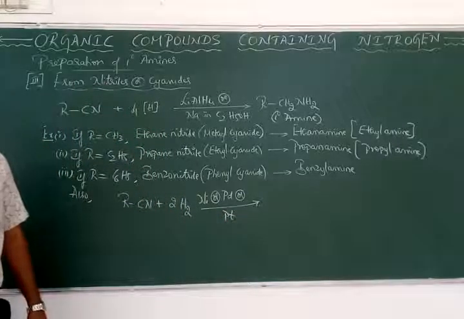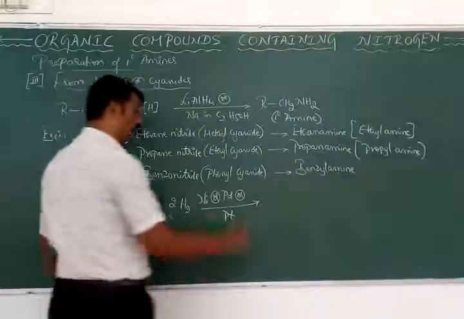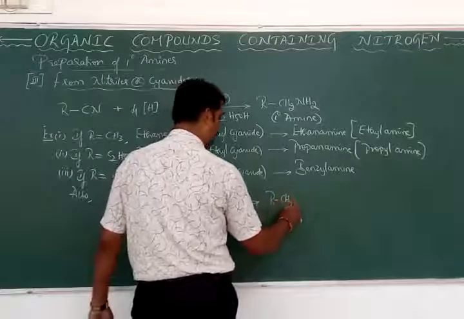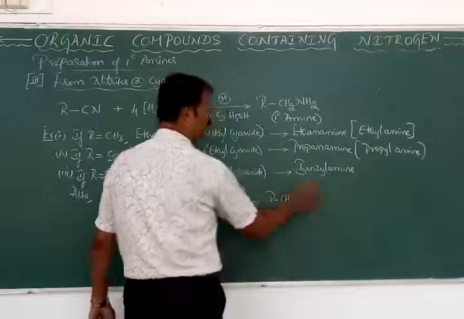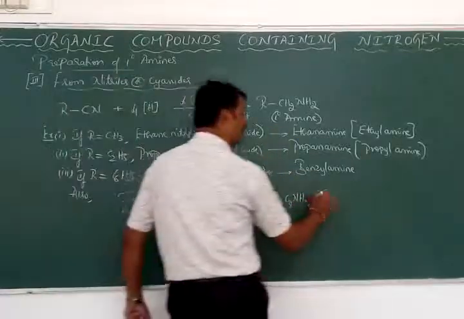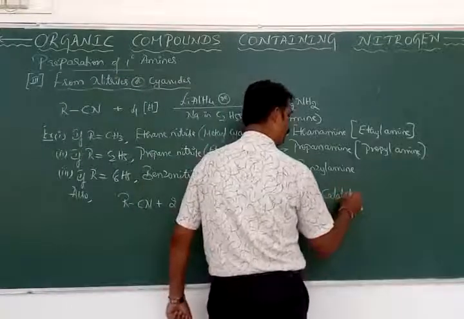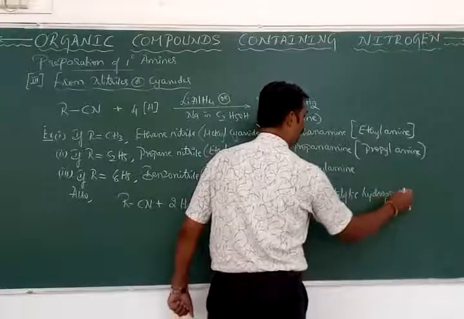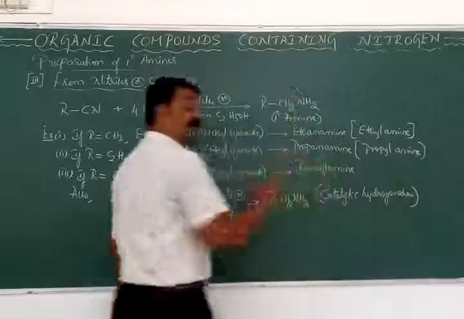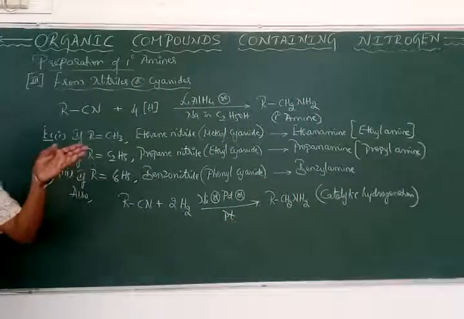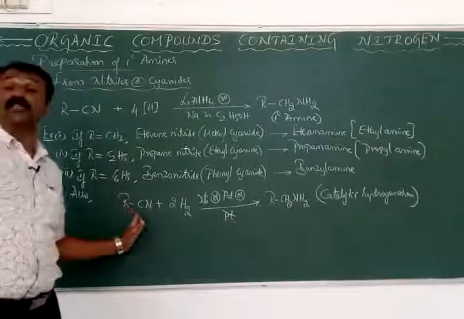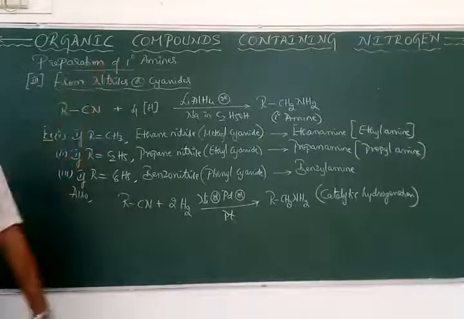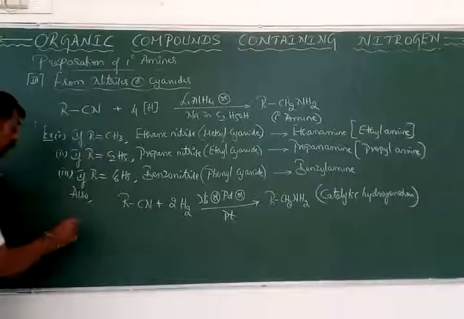Instead of reduction, we are using the word hydrogenation. The product obtained is the same, RCH2NH2. This reaction is called catalytic hydrogenation. Primary amines are obtained by the catalytic hydrogenation of the respective nitriles, which are also called cyanides.